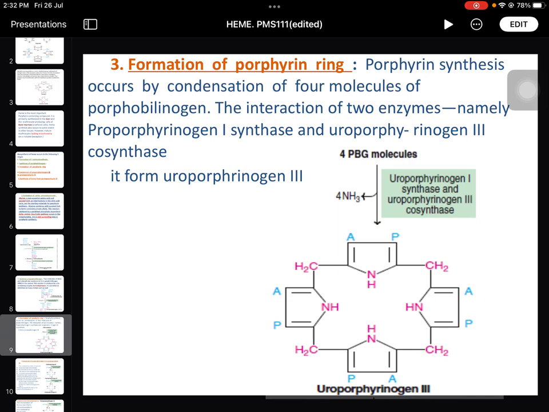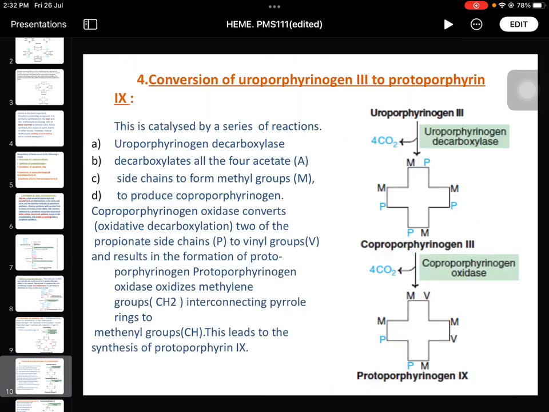Now, the third step is the formation of porphyrin ring. Porphyrin synthesis occurs by the condensation of 4 molecules of porphobilinogen, through the interaction of 2 enzymes, that is porphobilinogen deaminase and uroporphyrinogen 3 cosynthase. It forms uroporphyrinogen 3. That is the third step. So, thus it can form a closed ring structure.